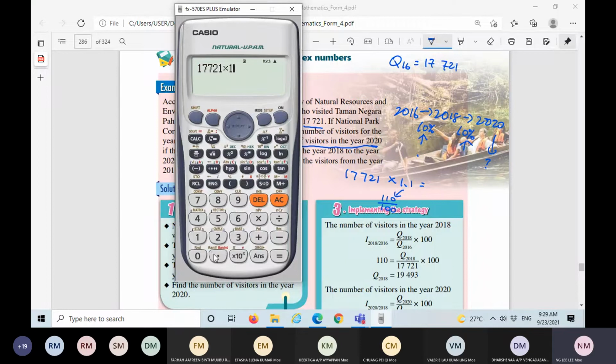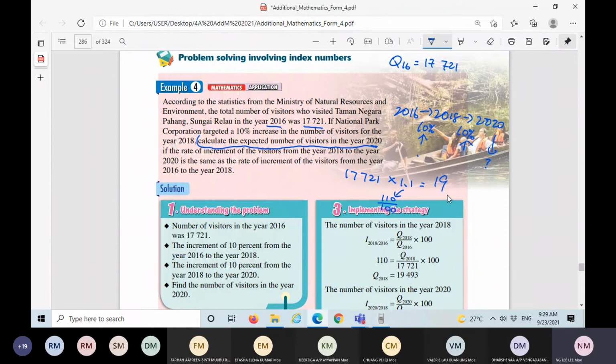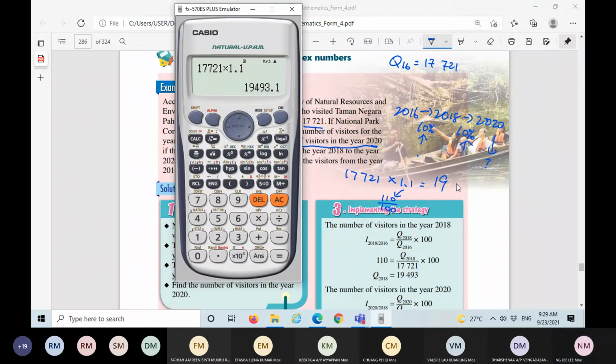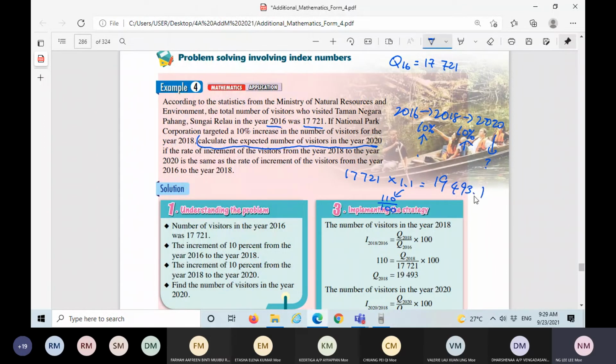17721 times 1.1. Okay, 1949.3.1. Okay, I don't care, because this is a number of visitors, it cannot be 0.11. Okay, leave it first, because this is not the final answer yet. Okay, so we leave it first. Okay, we continue. So this is the 2018 one, the number of visitors.